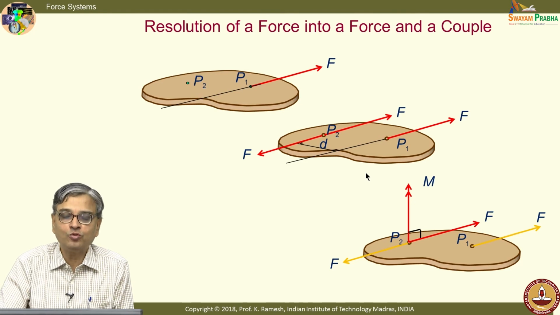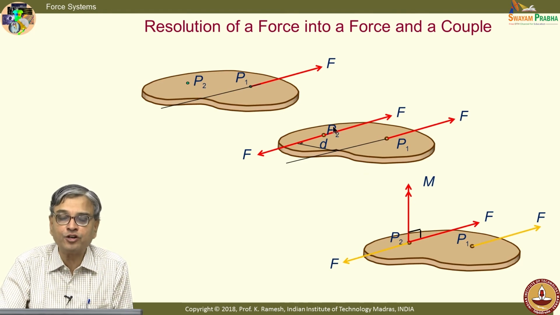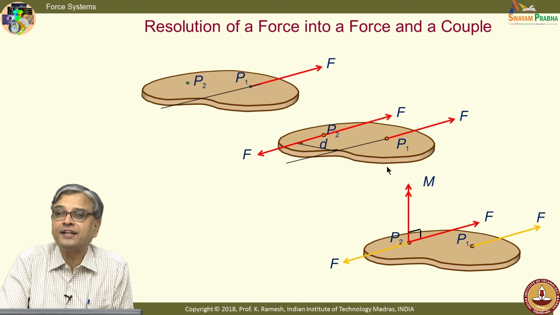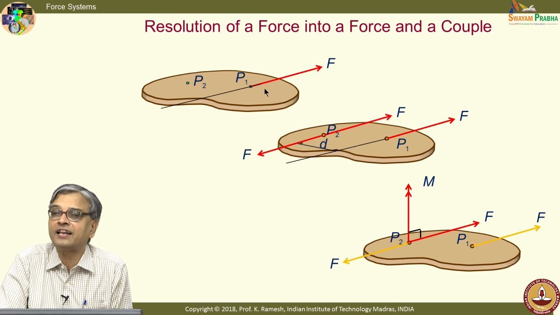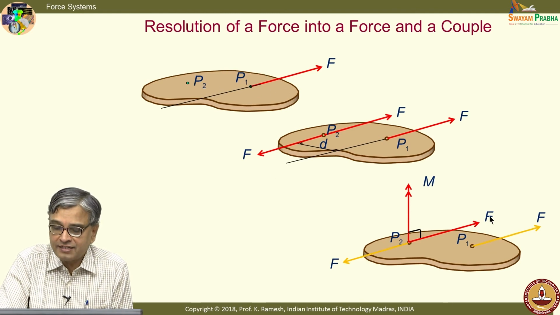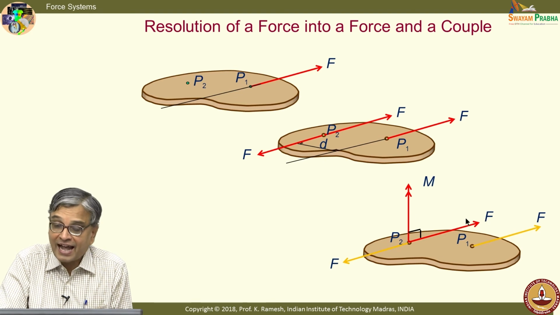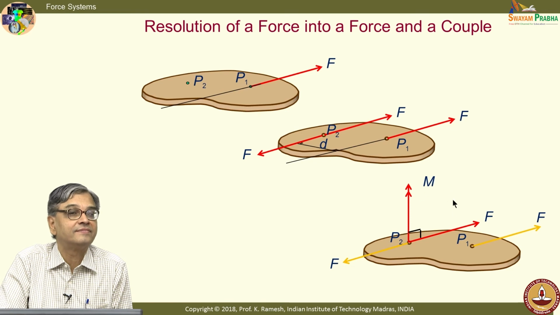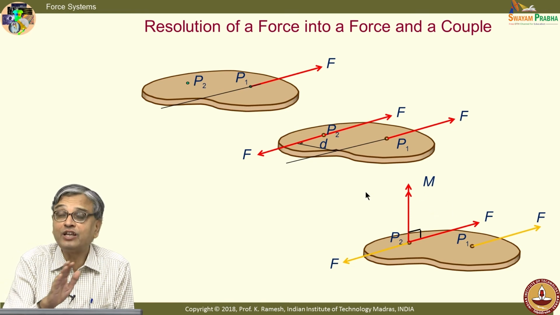Now, what I want to do is, at point P2, I introduce two forces which are equal and opposite, as good as no force at point P2. When I put these two forces, I get a clarity that if I have to translate this force to point P2 without altering the external effect, I have to consider force F as well as a couple. And this is a very, very useful trick.